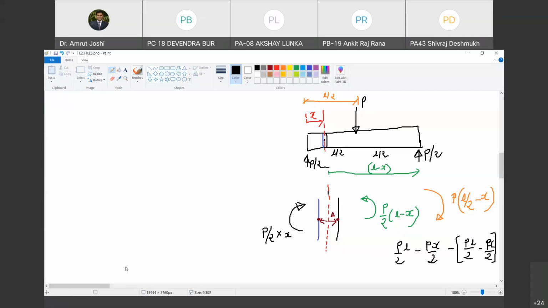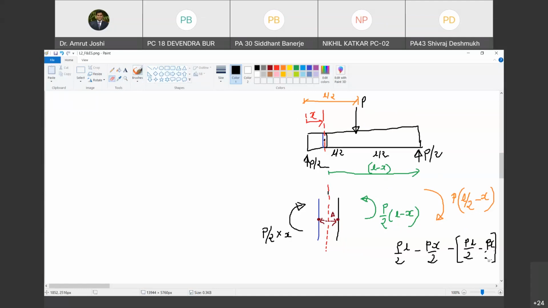Shivraj? Yes, sir. Okay. So now look at this. This is minus Px by 2. And this minus minus becomes plus Px. Just give me a second. Did we make any mistake? Just a second. P by 2 into L minus x. Px only. Sir, it is Px by 2 only, here not by 2 in the bracket. Yes, sir, you're right.